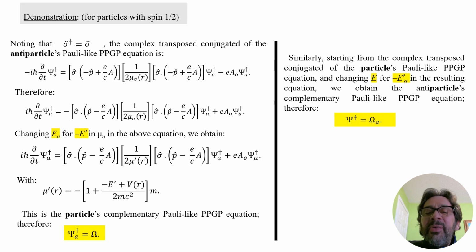Similarly, starting from the complex transpose conjugate of the particle's Pauli-like PPGP equation and changing E, the energy of the particle, to minus E prime sub A in the resulting equation, we obtain the antiparticle's complementary Pauli-like PPGP equation. Therefore, there is also a relation between the exotic state of the antiparticle and the common state of the particle. The wave functions corresponding to these states are related through the operation of complex transpose conjugate.